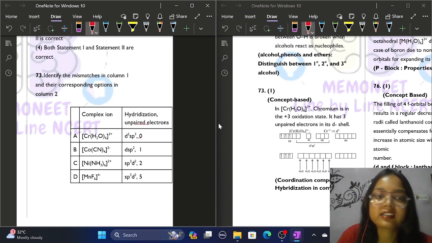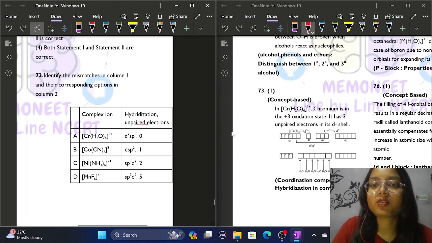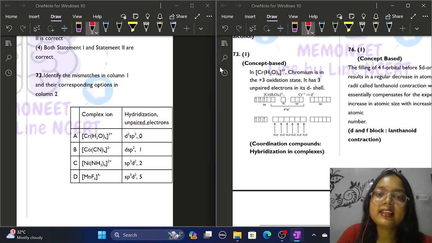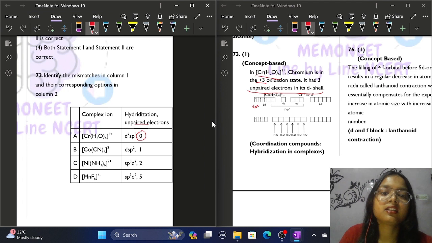Okay, let's see. The correct option will be, okay, let's leave the option. We have to find it first. What is the explanation? In [Cr(H2O)6]3+, the chromium is in the +3 oxidation state, so it has 3 unpaired electrons in the d shell. So in 3d there are 3 unpaired electrons, but the option says it has 0 unpaired electrons, which is not correct. It will have 3 unpaired electrons.